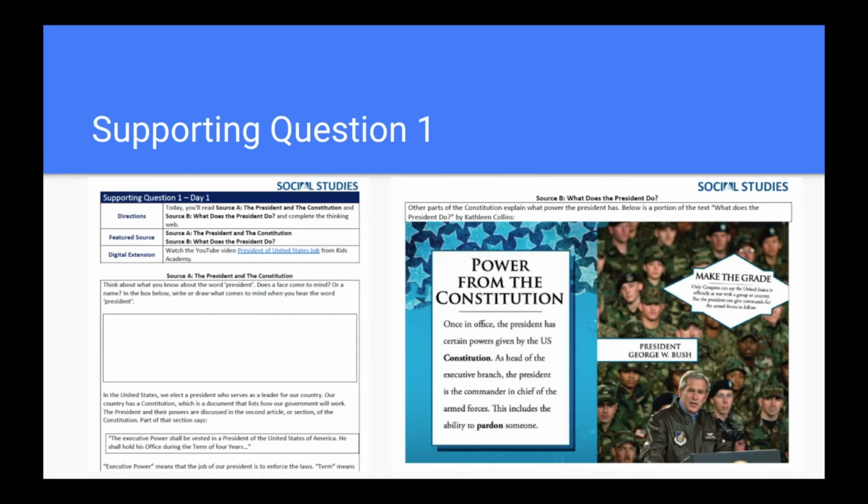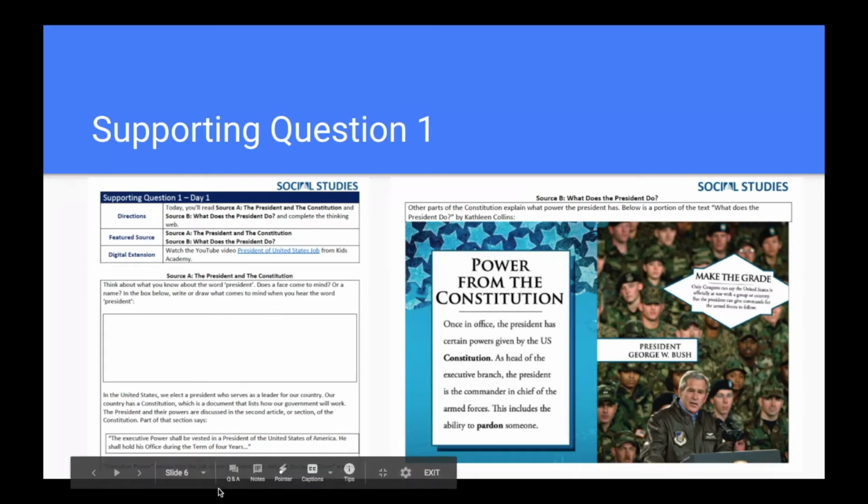Before you begin reading, source A asks you to think about what you know about the word president. Does a face come to mind or a name? Write or draw what comes to mind when you hear the word president in this box. Once you've completed that, then you will read the rest of source A and source B.